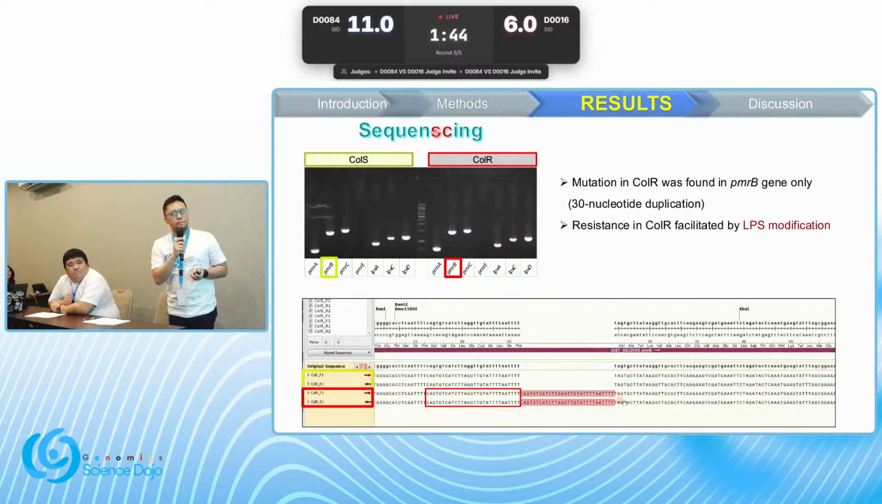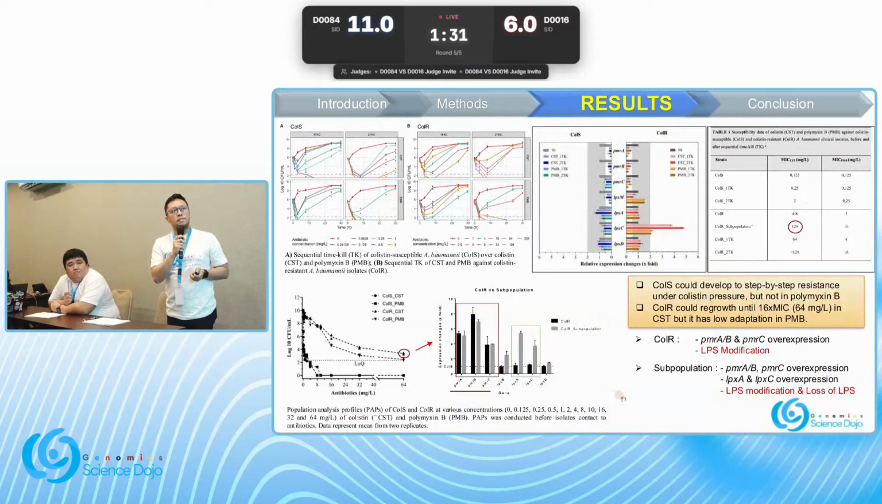So we found that between the susceptible and resistant isolates, there is a mutation in the PmrB gene leading to LPS modification and high level colistin resistance. And then we do the in vitro study. We perform the time kill assays, and we found that Col-S, the susceptible one, could develop step-by-step resistance under colistin pressure, but not under polymyxin B.